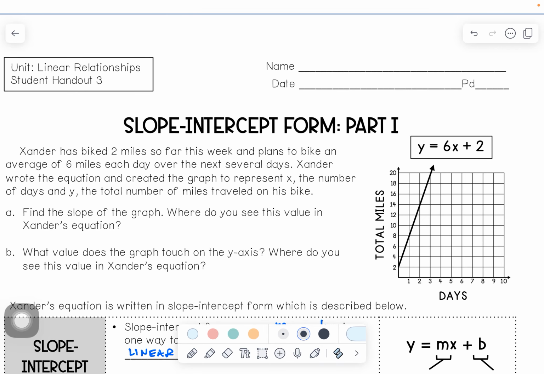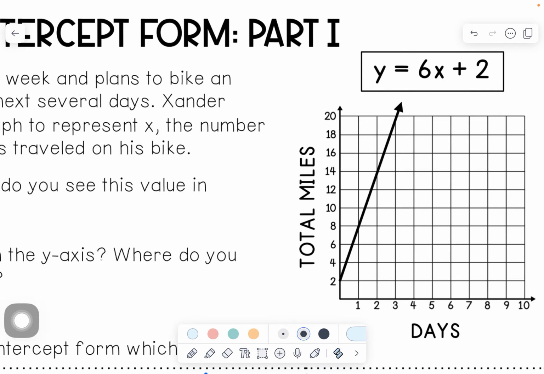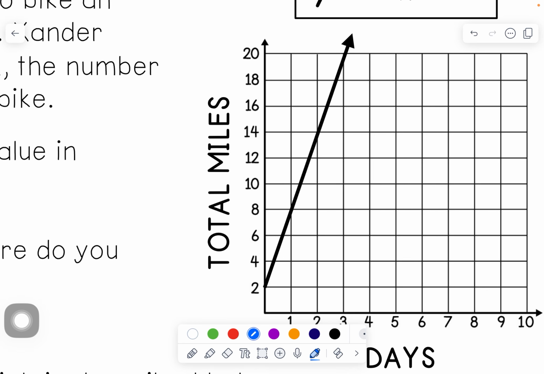So what this is asking us to do here in part A is to find the slope of the graph. That's what we spent the last 2 days doing, finding slope. So I'm going to go ahead and draw a slope triangle here. Up and over. Now I do have to be careful because my y-axis is not counting by ones. It looks like it's counting by twos. So when I go up, I'm saying up 6, and I'm going right 1.